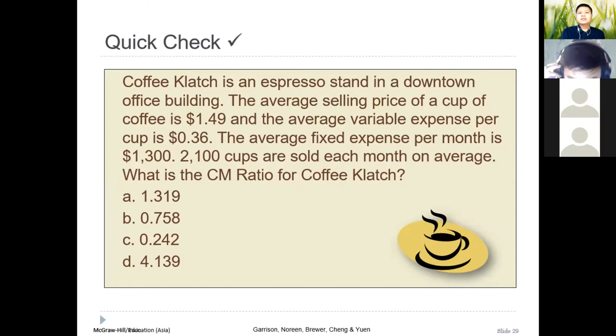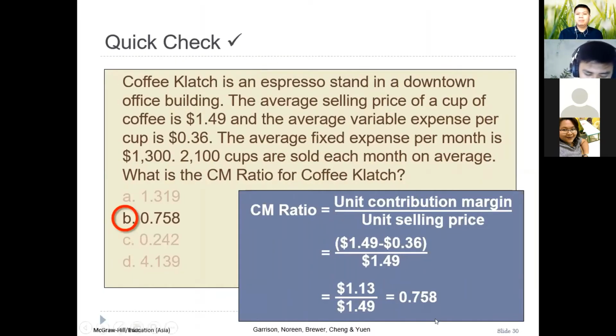75%. So the average fixed expense per month is $1,300. So 2,100 cups are sold each month on average. What is the CMR daw? Di ba sinabi niya, 0.758 ba? Did you say 76%? 0.75. Yes, sir. So everybody, did you get this? 1.49 minus 0.36, that's your CMU, divided by 1.49, then you get 0.758.